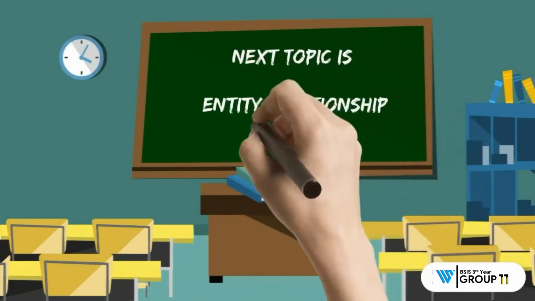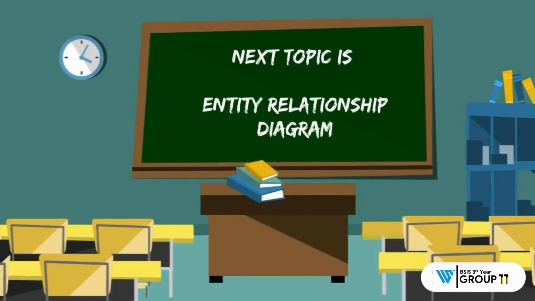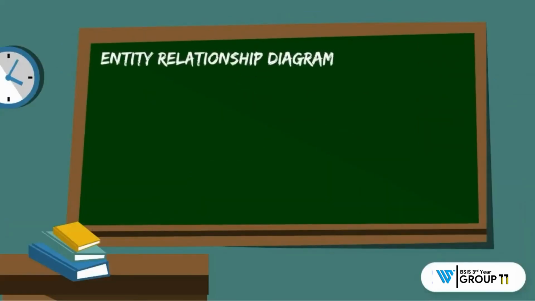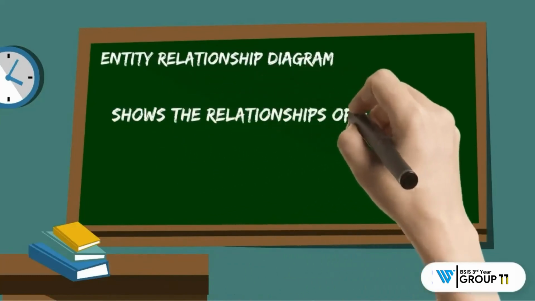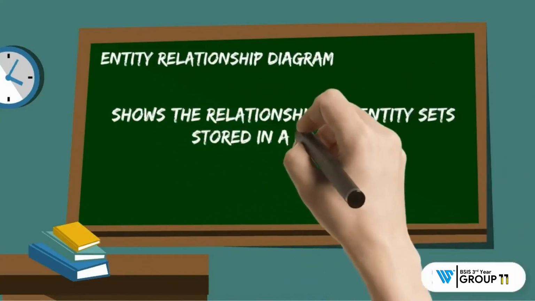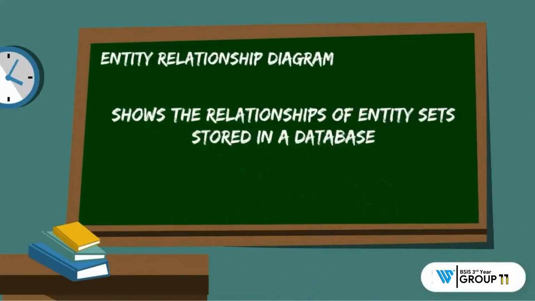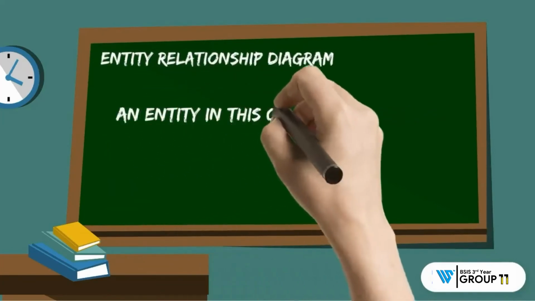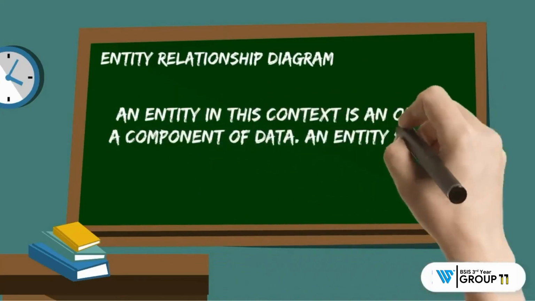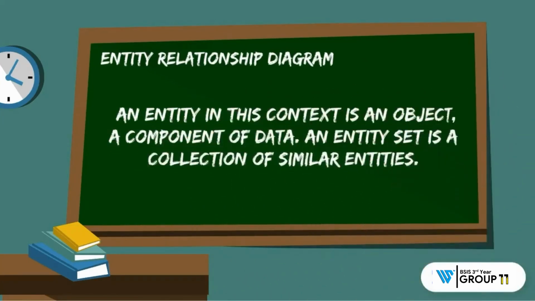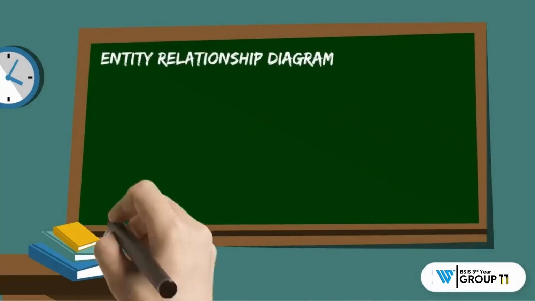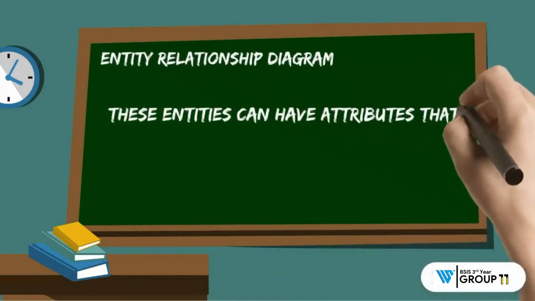Entity relationship diagram. An entity relationship diagram shows the relationships of entity sets stored in a database. An entity in this context is an object, a component of data. An entity set is a collection of similar entities. These entities can have attributes that define their properties.